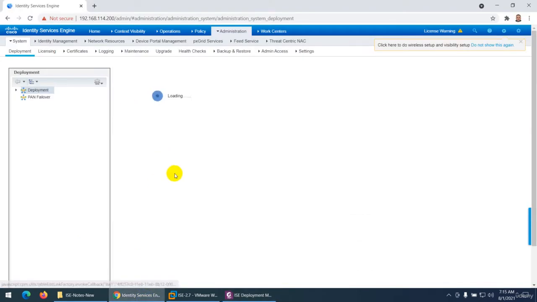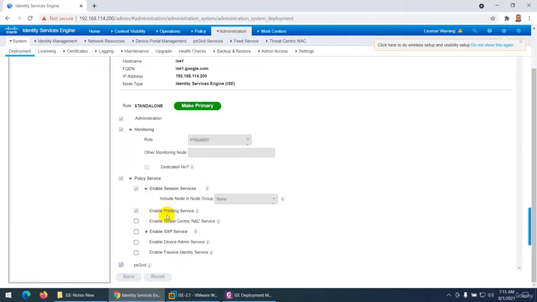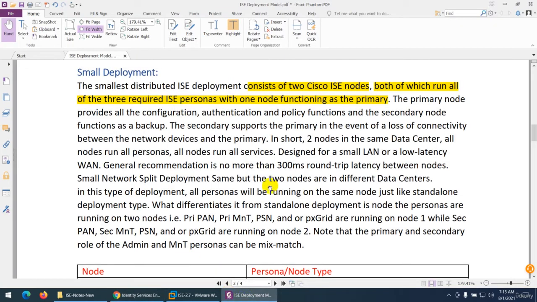Keep in mind, if I say 3 personas all the time, my main target is administration, monitoring, and policy services. I will not talk about pxGrid all the time because it's a separate persona for specific services. Not all the time are we using pxGrid. So that's why I say that both boxes will run all 3 required personas.